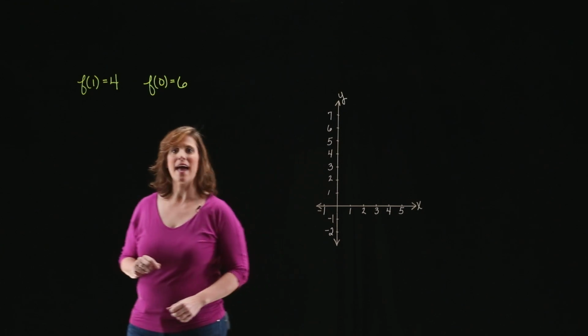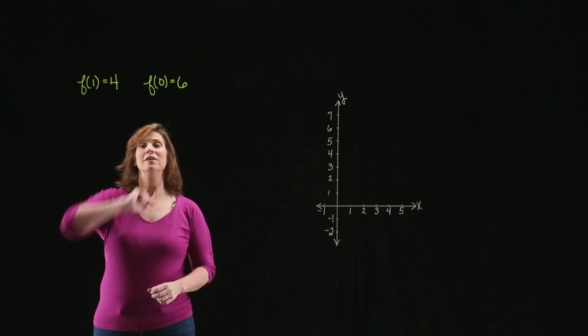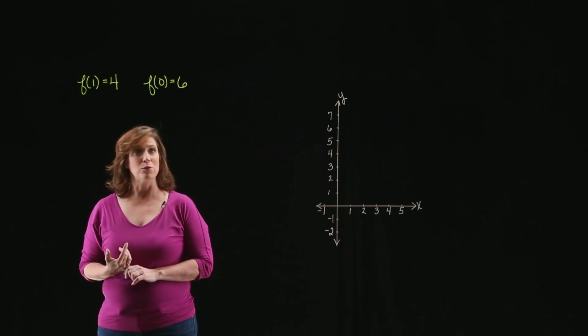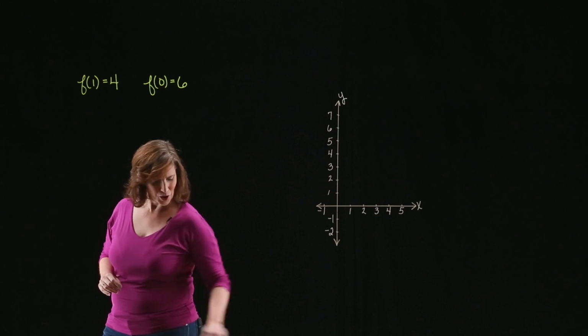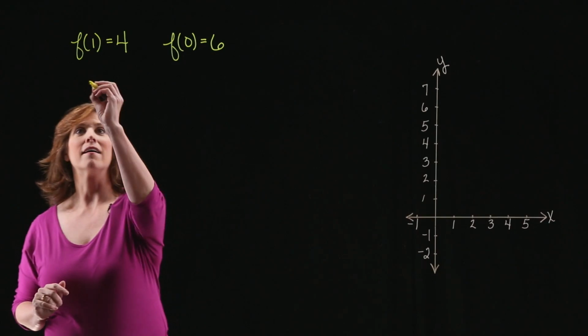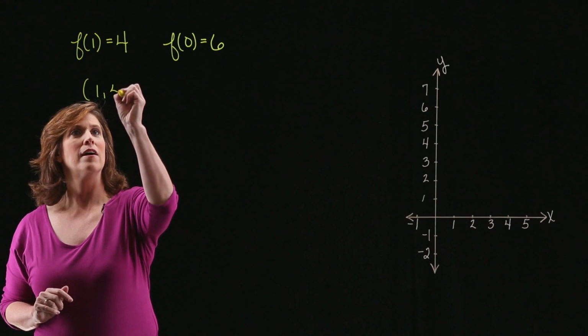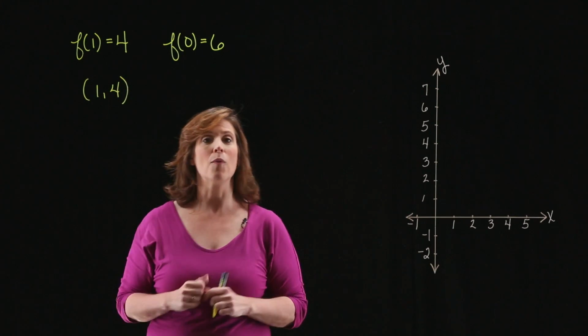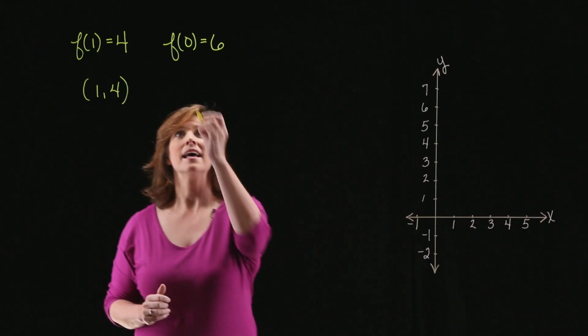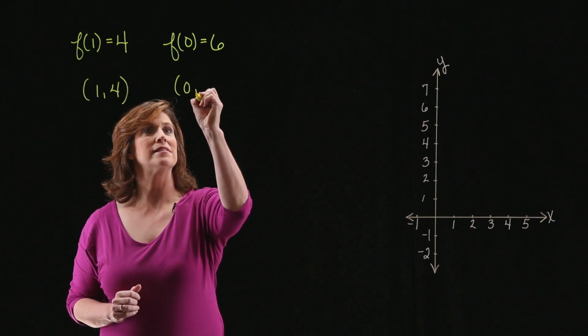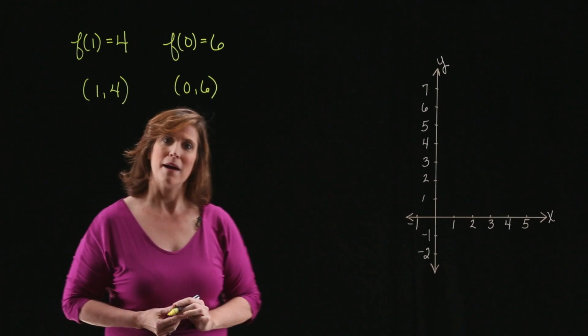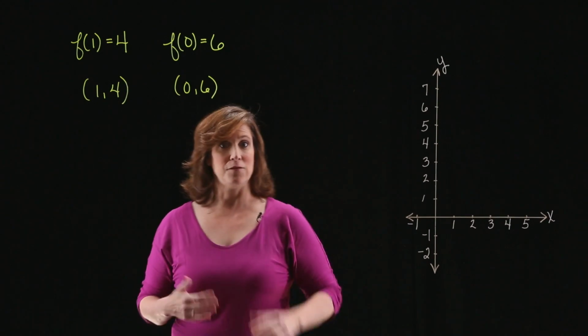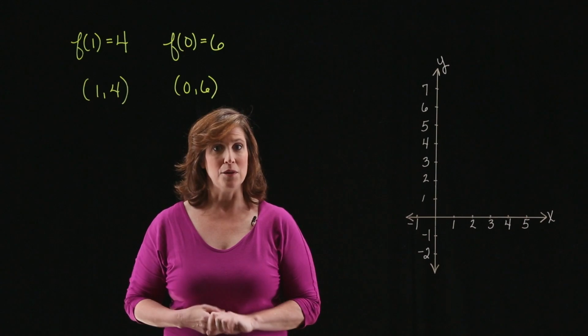Okay, so let's take a look at our two values. We know that f of 1 equals 4. Well, I can interpret that as being the ordered pair (1, 4). So I know the point (1, 4) is on my line. In a similar way, since f of 0 equals 6, that means the point (0, 6) is also on my line.